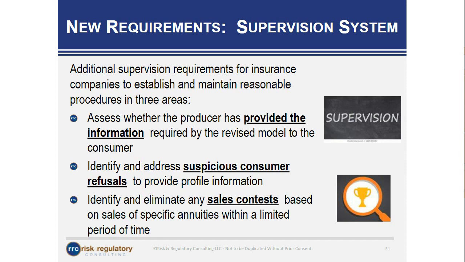And the second area is companies must identify and address suspicious consumer refusals to provide consumer profile information. This may be accomplished in various ways. For example, a company may establish a process to monitor refusals at an agent or agency level and then follow up with sales management or producers with higher than average rates of refusal. Companies may also implement additional review criteria for business submitted by individuals with higher than average rates of refusal.